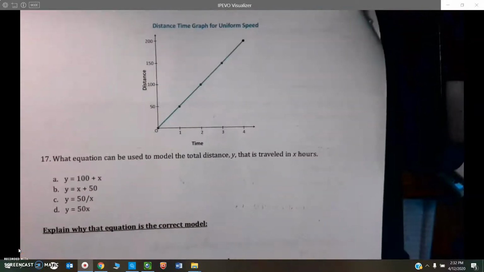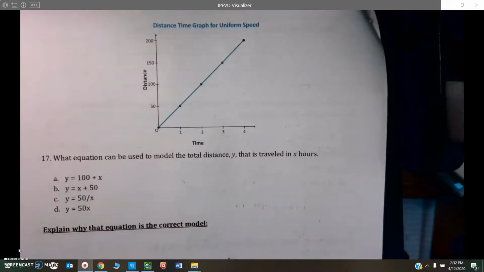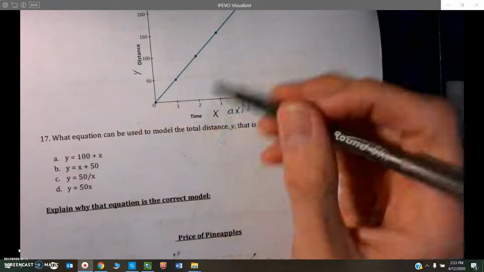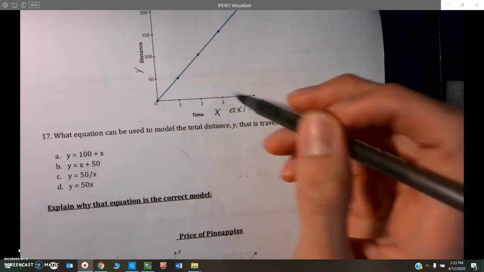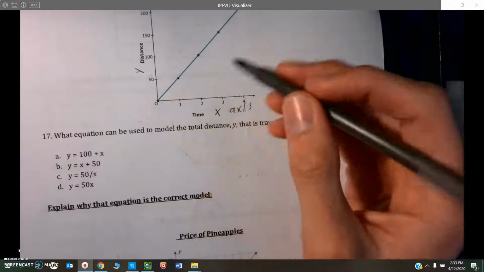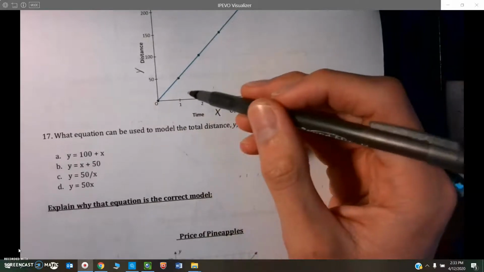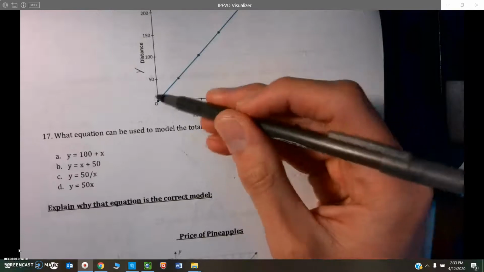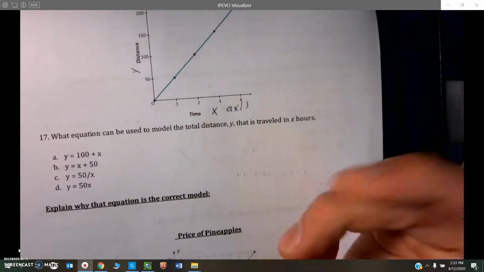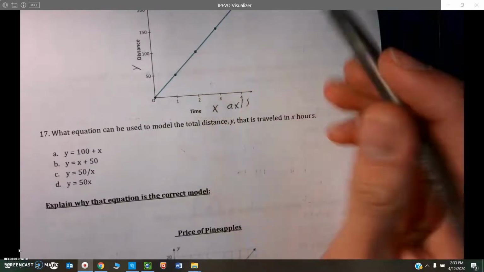And the final page. So, what equation can be used to model the total distance y that is traveled in x hours? So, here is my x-axis. Here is my y-axis. Alright, so y takes the time. So here's 1 hour. And in 1 hour, it looks like I go 50 miles. In 2 hours, it looks like I go 100 miles. In 3 hours, 150.